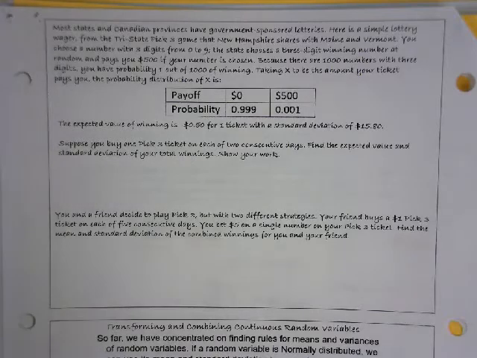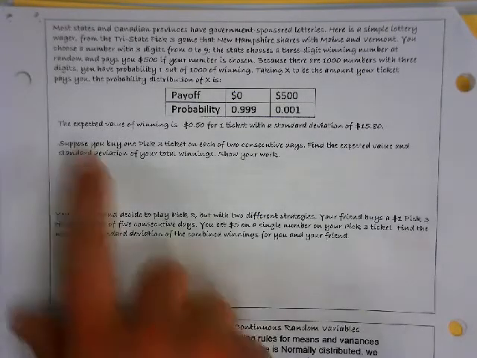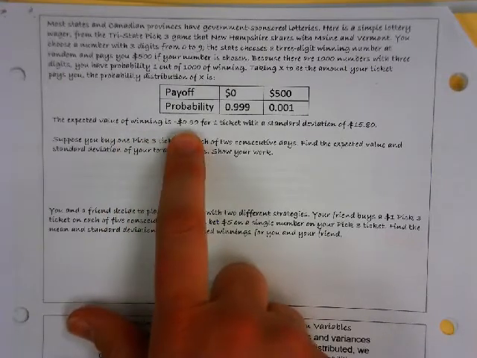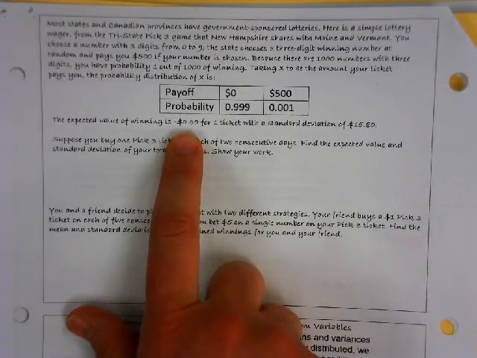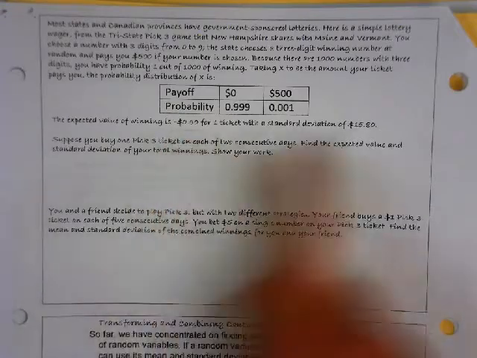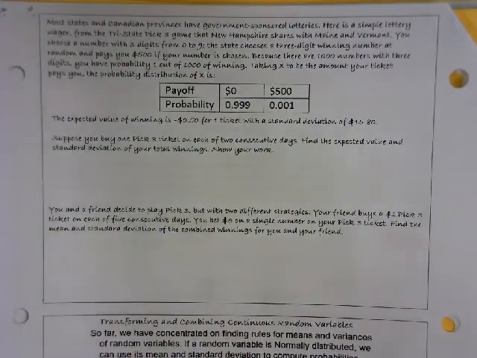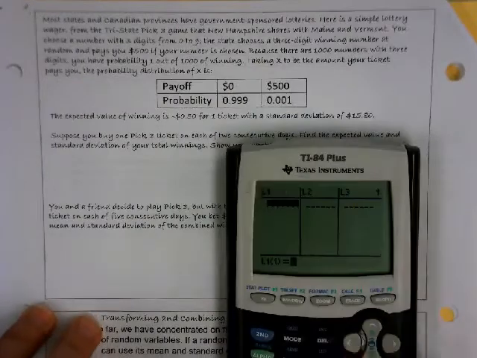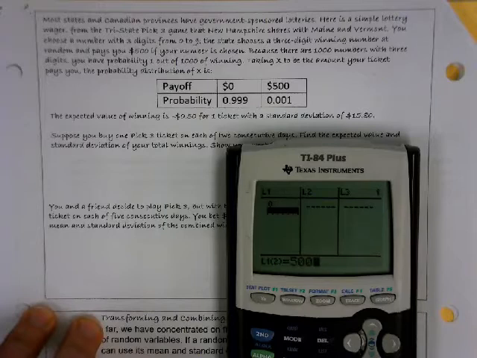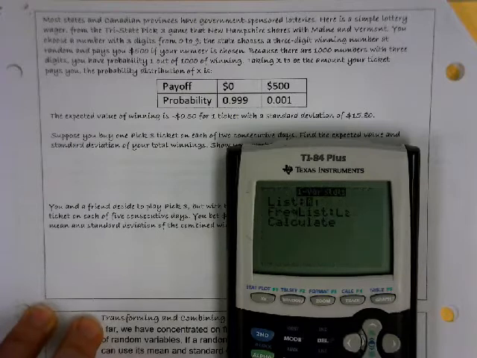All right. So the expected value of winning is negative 50 cents for 1 ticket with a standard deviation of $15.80, which we don't have to do, but I'm just going to show you. If we were to put the payoff in list 1, so 0 or 500, and then our probability is 0.999, 0.001, and then we did our 1-var stats with list 1, list 2.